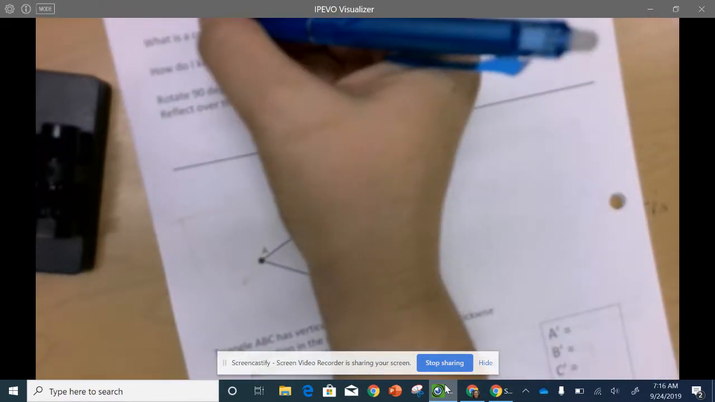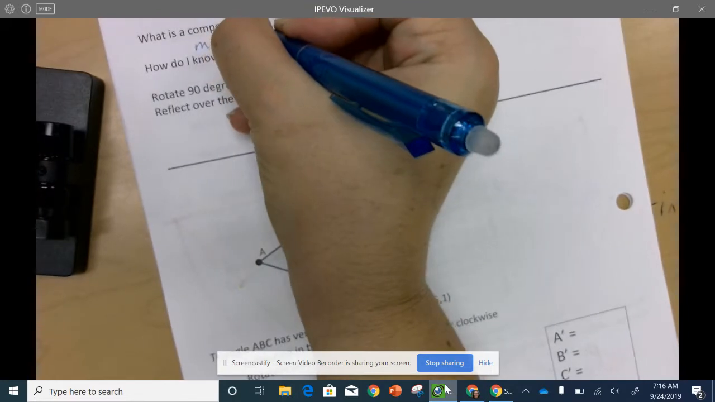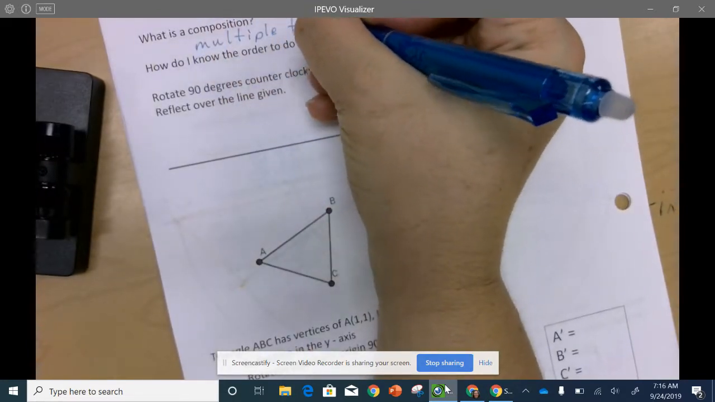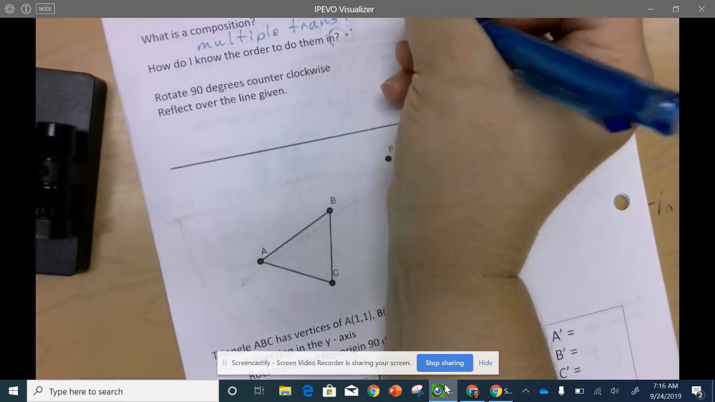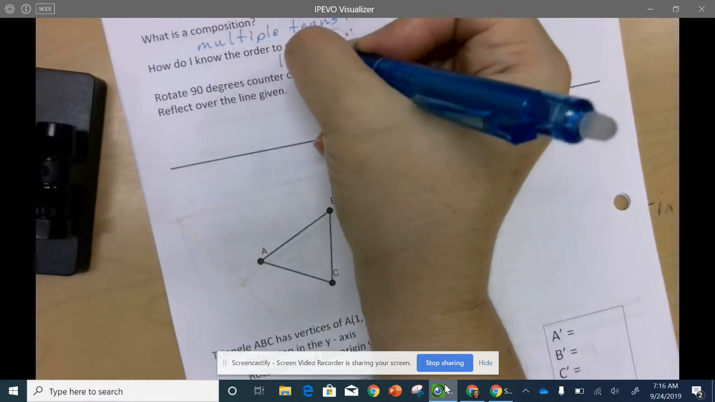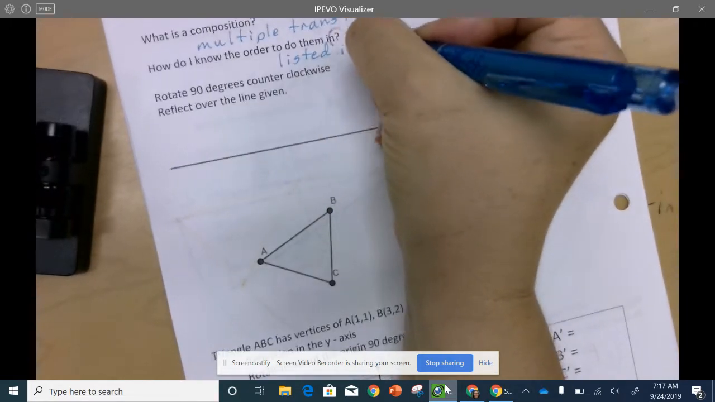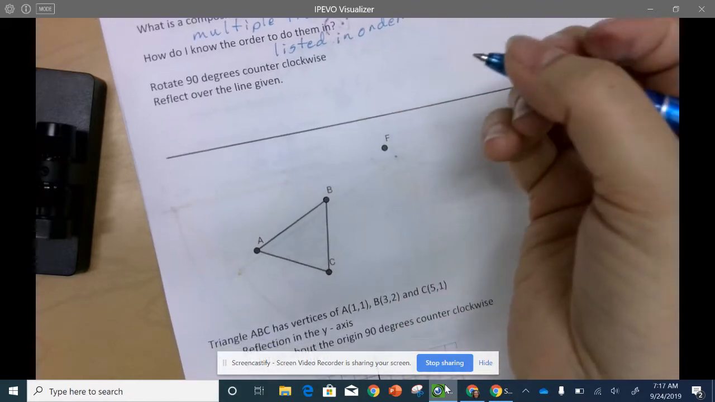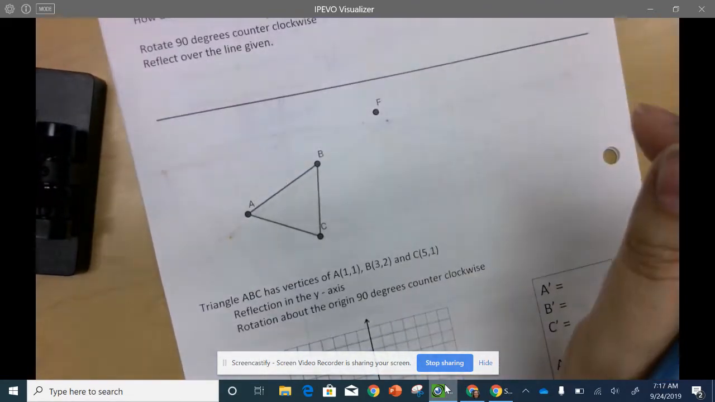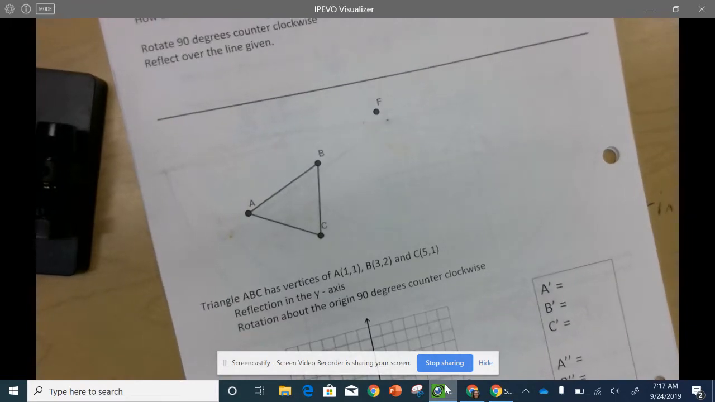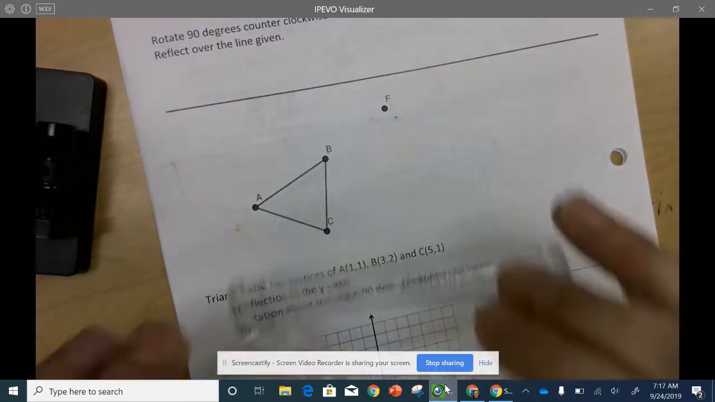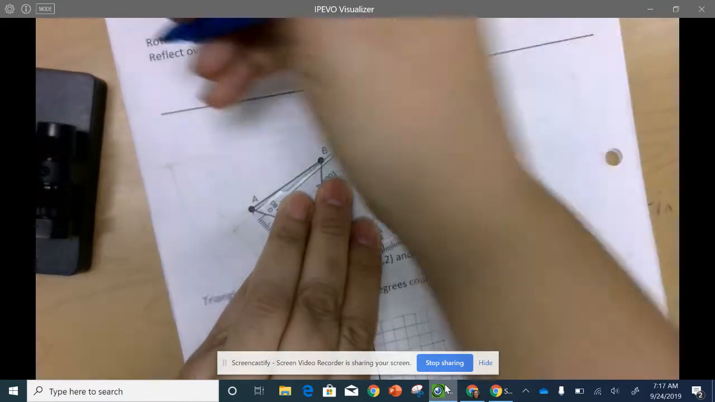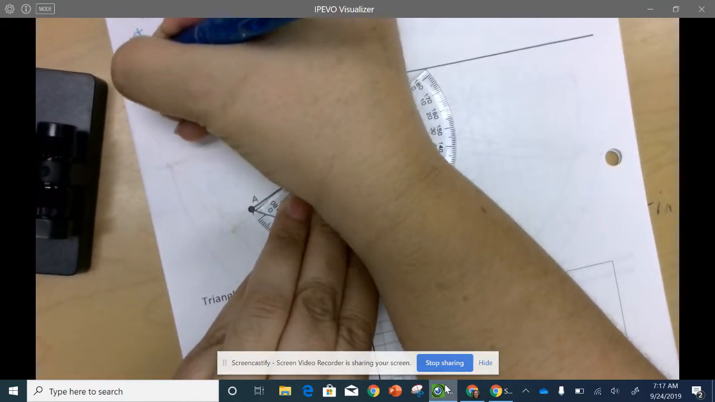Composition. So compositions are multiple transformations. Okay, and how do I know the order? They're listed in the order. Okay. And then this one, they're asking us to do a reflection. So rotate 90 degrees counterclockwise. So they're asking us to go that way. And go ahead and do that. So we'll do that first. And then we reflect.